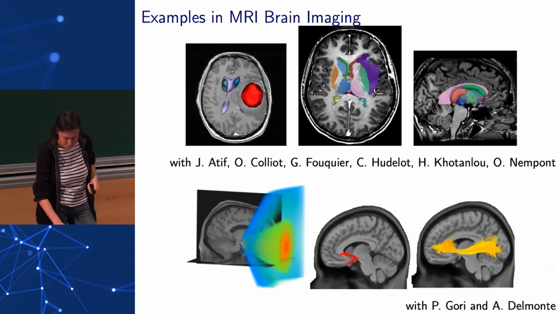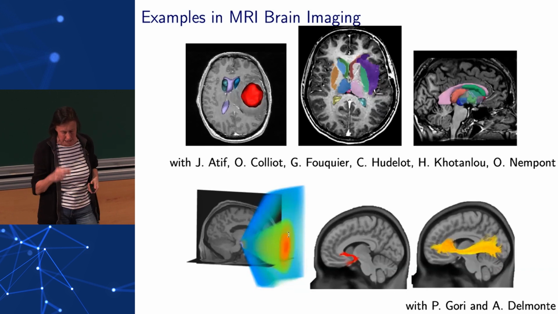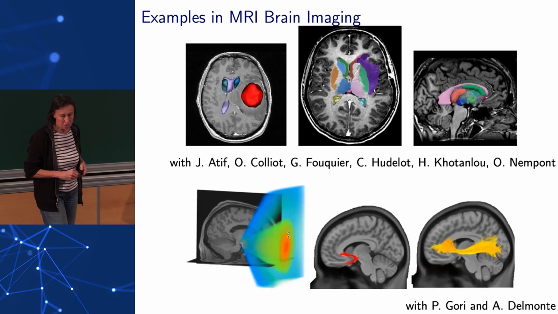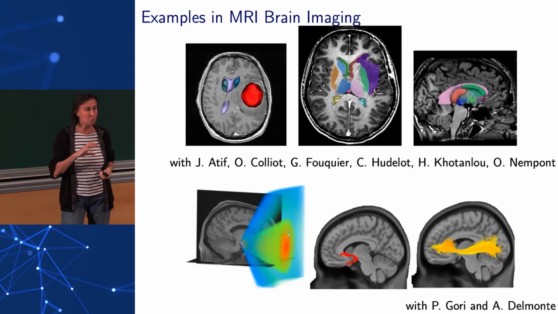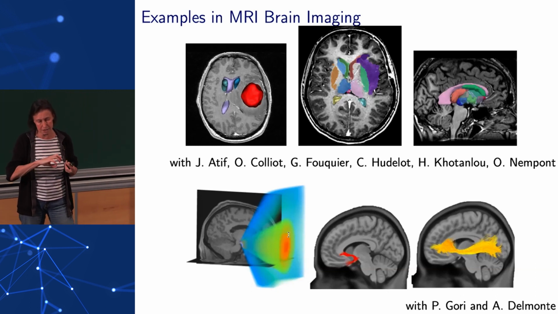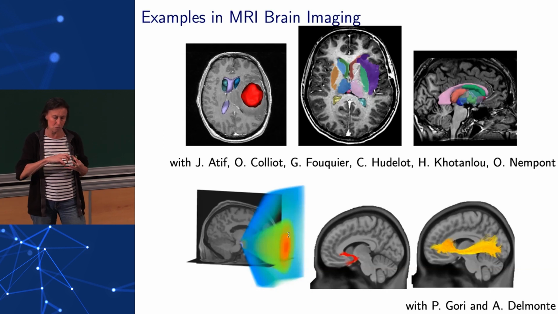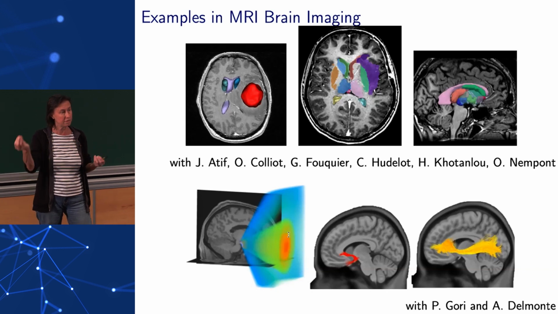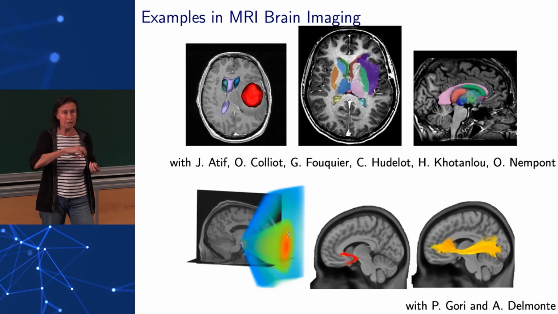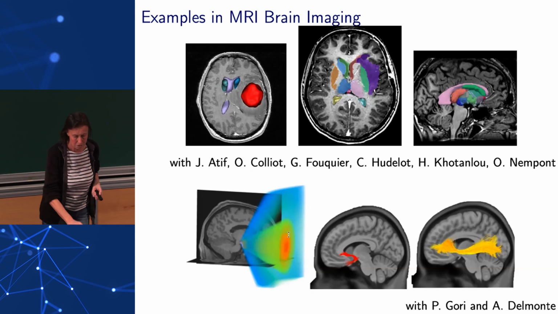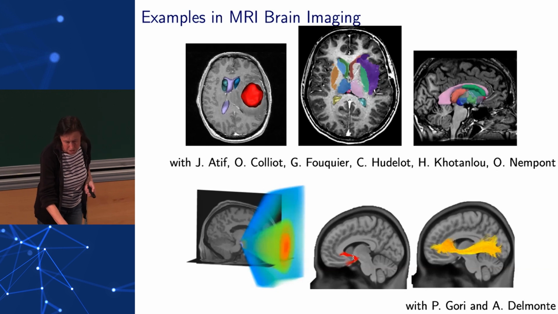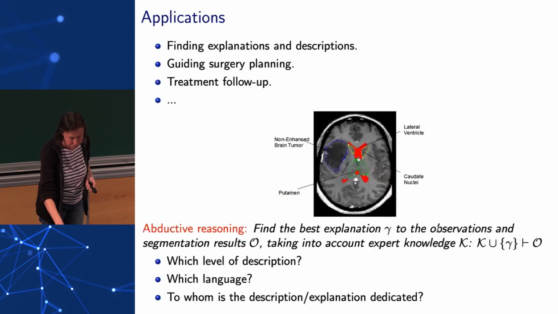And here is another example where we use the same ideas to detect fasciculi in the brain, so sets of white matter fibers that link several regions in the brain, again based on the description of the path that these bundles follow in the brain. So we have here two extracted in the brain.